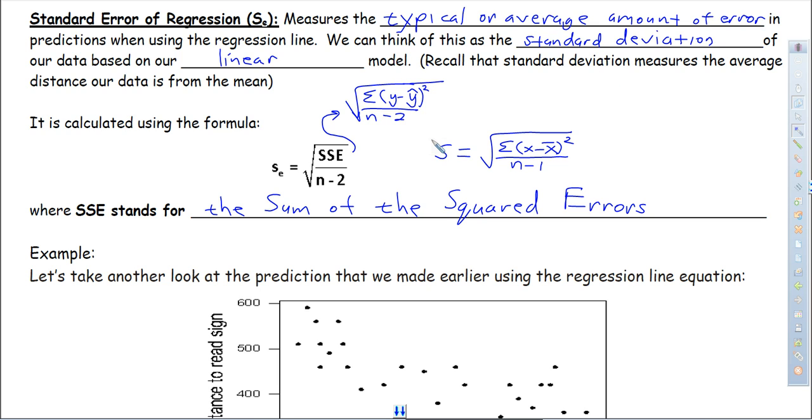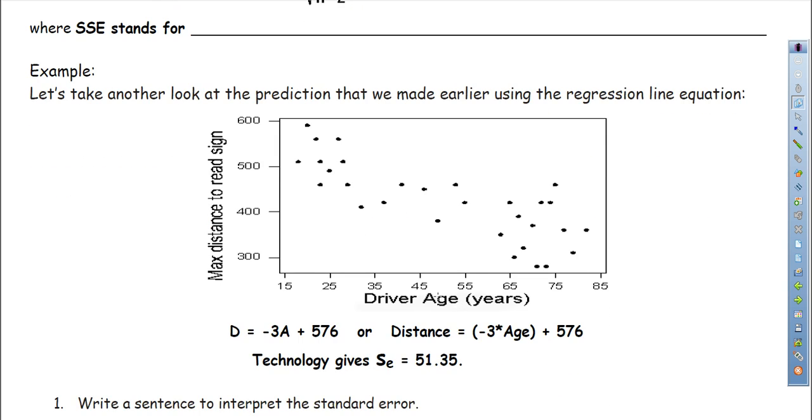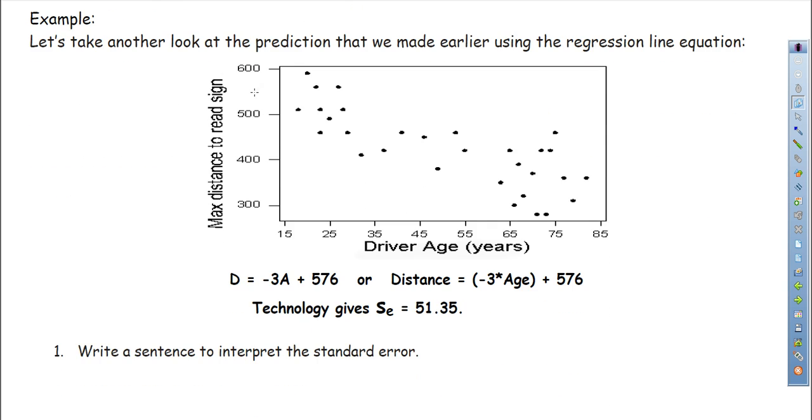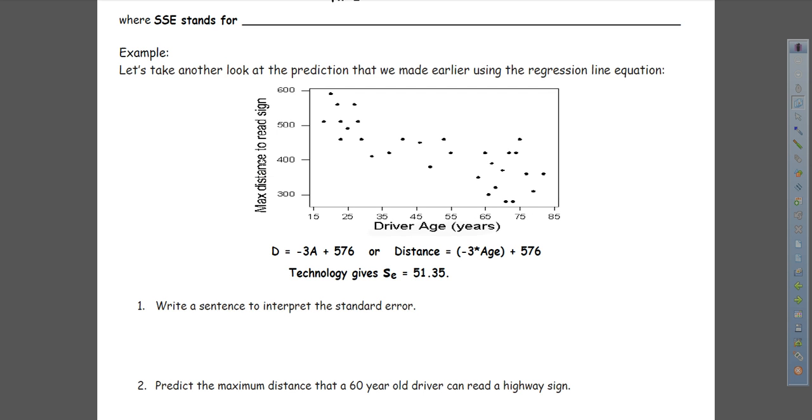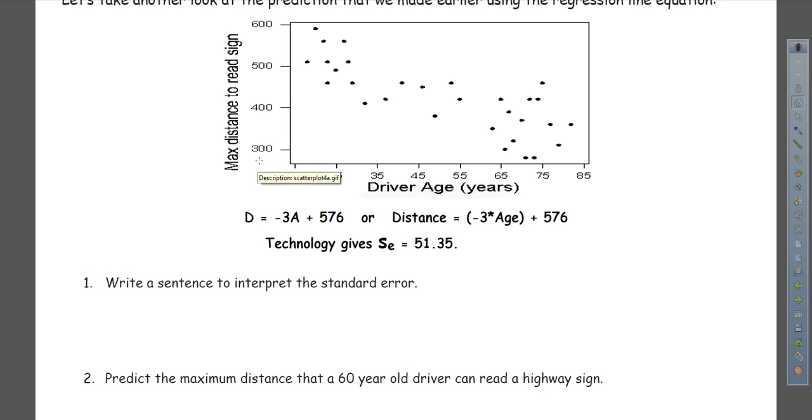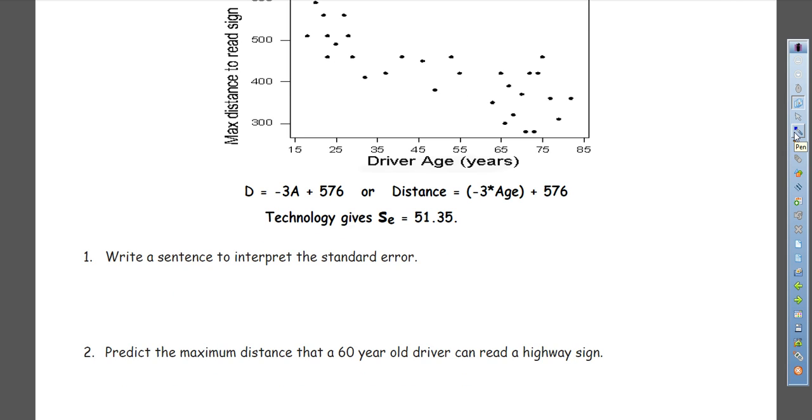And like before, we have technology. Technology is going to help us out a lot, so we don't have to do much calculation to get these values. So let's see how we can apply this. Once again, we're going to look at driver's age as the explanatory variable to predict the maximum distance to read a sign from, in feet.